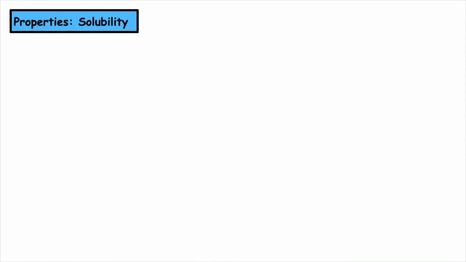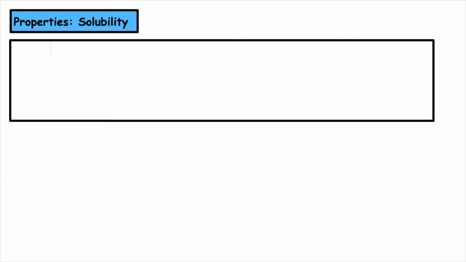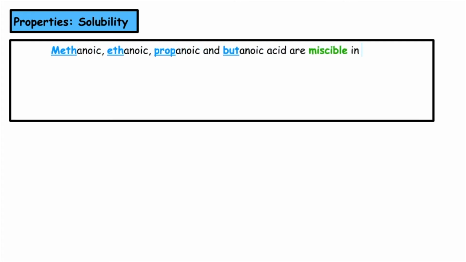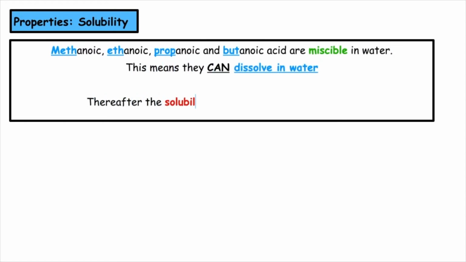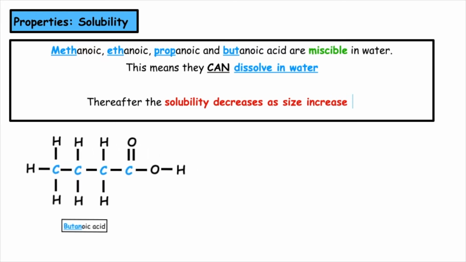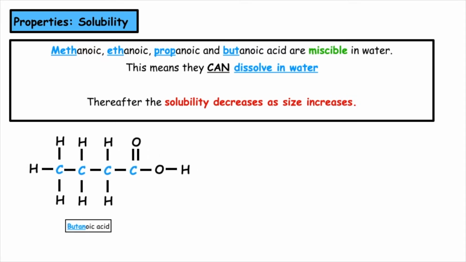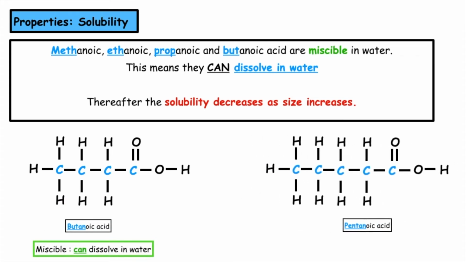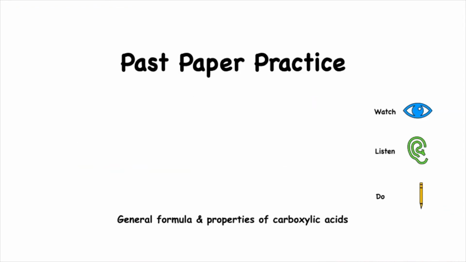For solubility, remember that this is the ability of a substance to dissolve in a solvent, in this case water. We have methanoic, ethanoic, propanoic and butanoic acid, which are miscible in water, meaning that they can dissolve readily. However, as we increase the carbon chain length from butanoic acid, so that's 5 carbons and above, the solubility decreases as the size of the molecule increases.